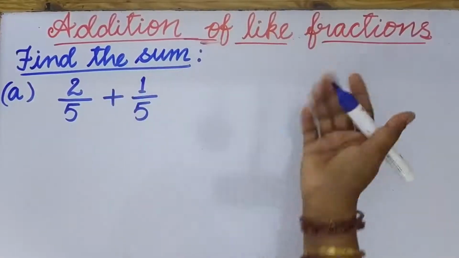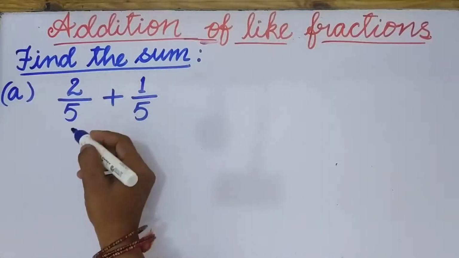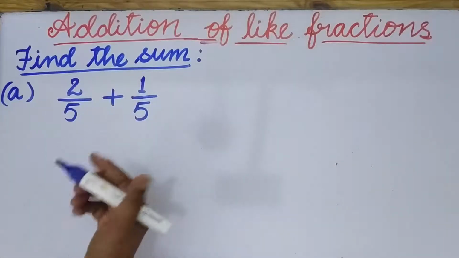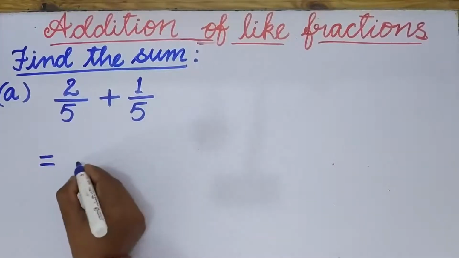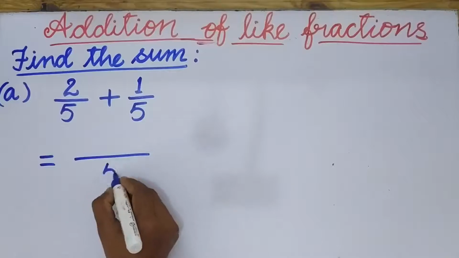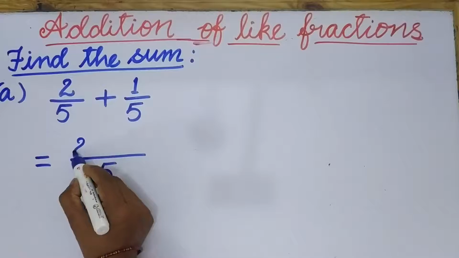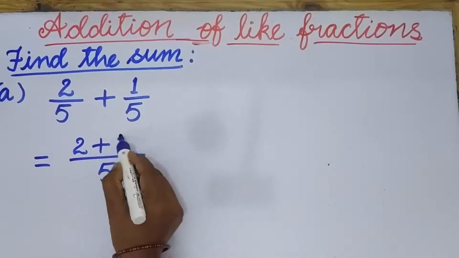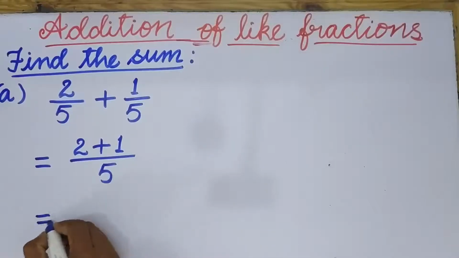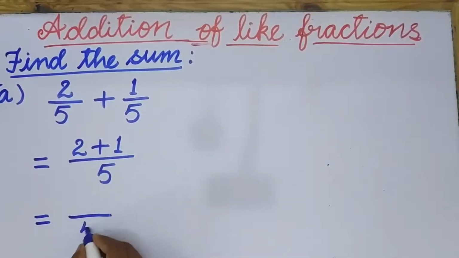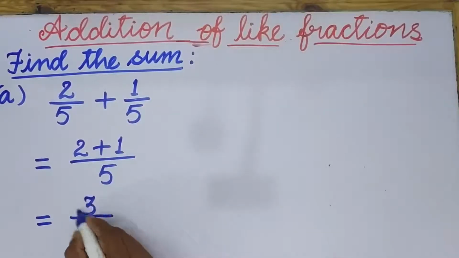Let us move on to addition of like fractions. Let us find the sum of these two like fractions, 2 by 5 plus 1 by 5. While adding, we know very well, we are not supposed to change the denominator. Denominator will remain the same. Only we have to add the numerators. So, it can be written as 2 plus 1 in the numerator's place. Denominator remains same, 5. Now, add the numerator, 2 plus 1 will be 3.